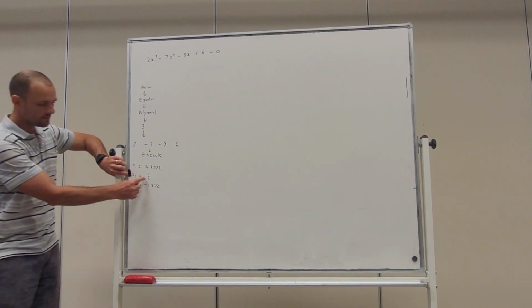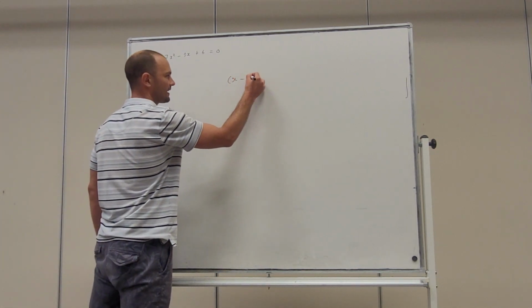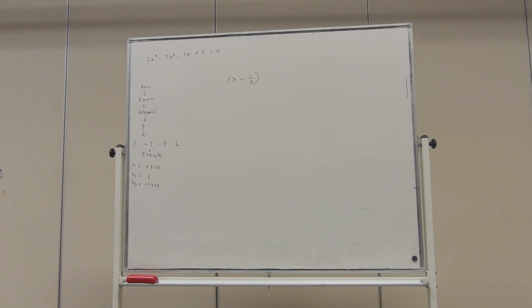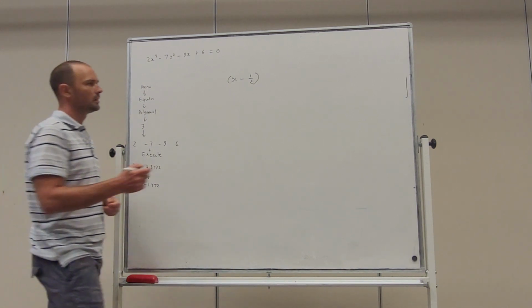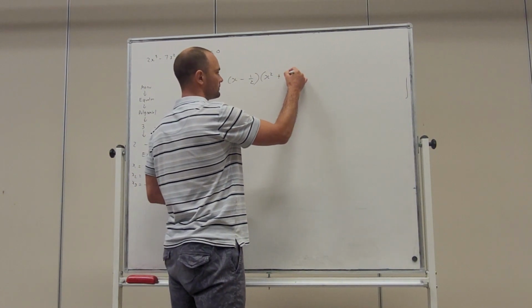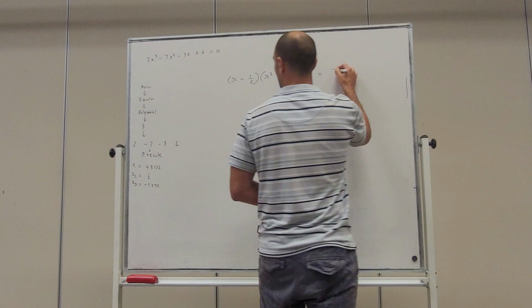Firstly, we know that this is a root. So if we have half is a root, it means x take half is a factor. We can write it as x take half or x take 0.5. Either of those is absolutely fine. Multiplied by some quadratic term. And it's going to be equal to this.